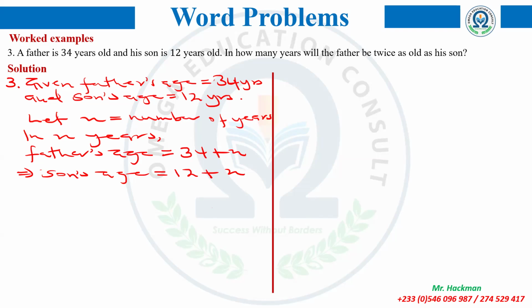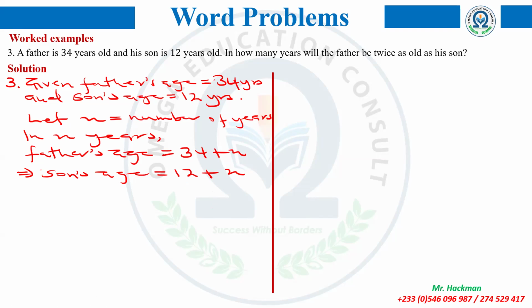This will be the two that we are going to connect. We are told that in x years, the father's age will be twice that of his son's age. So it means the father's age, which is 34 plus x, should be equal to twice the son's age, which is 12 plus x. Is that okay?